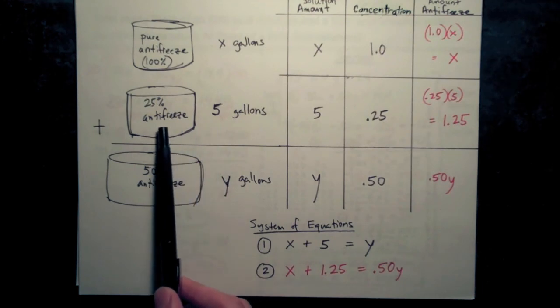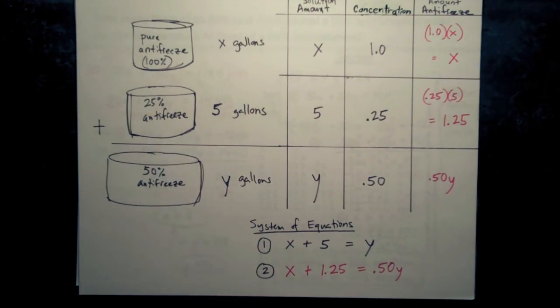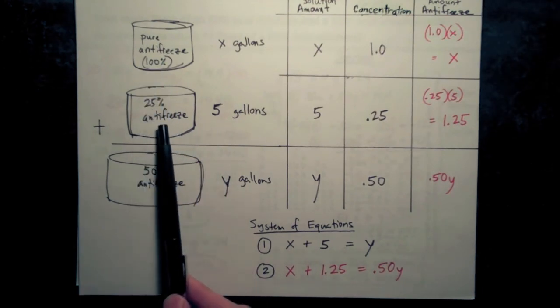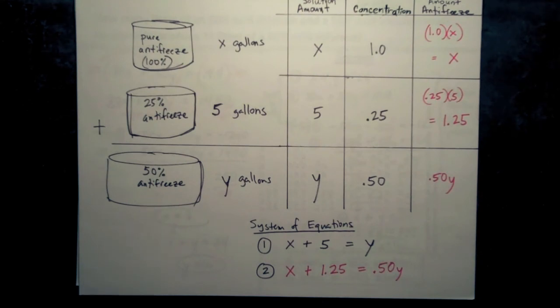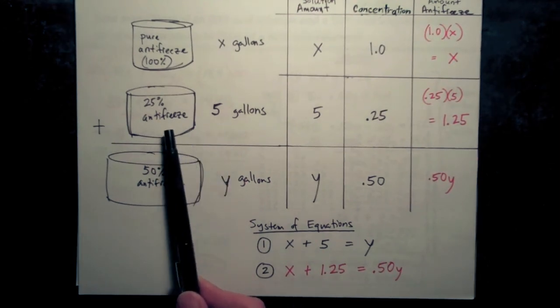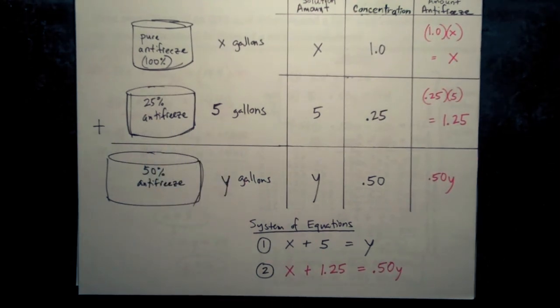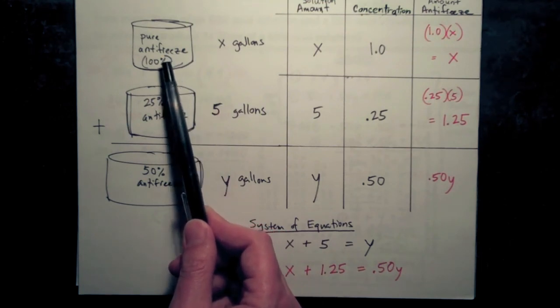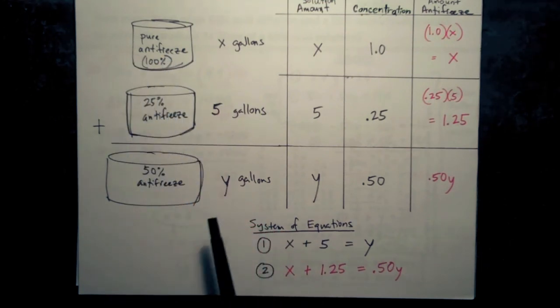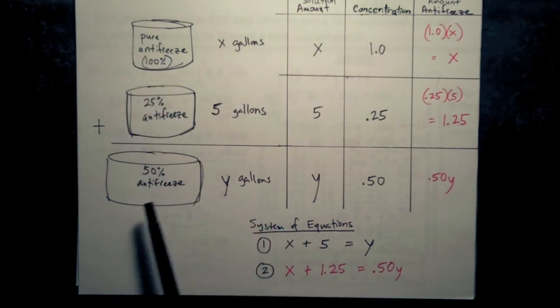Let's say you have 5 gallons of 25% antifreeze, and you want to add pure antifreeze to that until you get a 50% antifreeze mix. This is a little bit different because now we know the amount of one of the solutions. That gives us an unknown for the first solution, which is the pure antifreeze, and another unknown for the mixture.